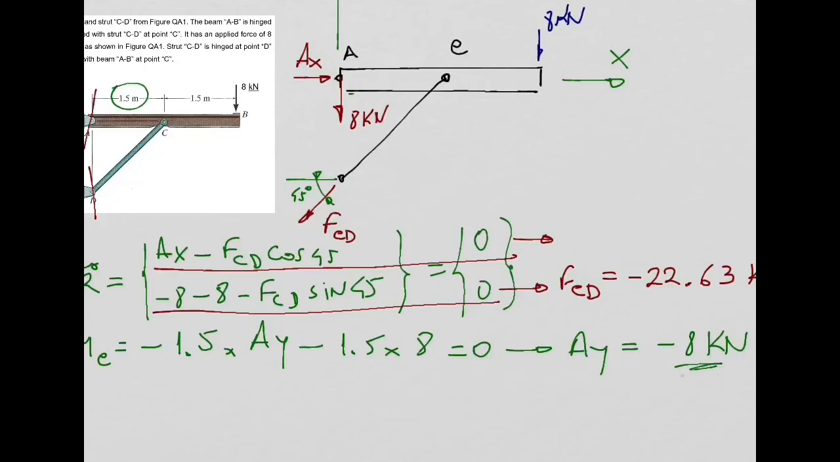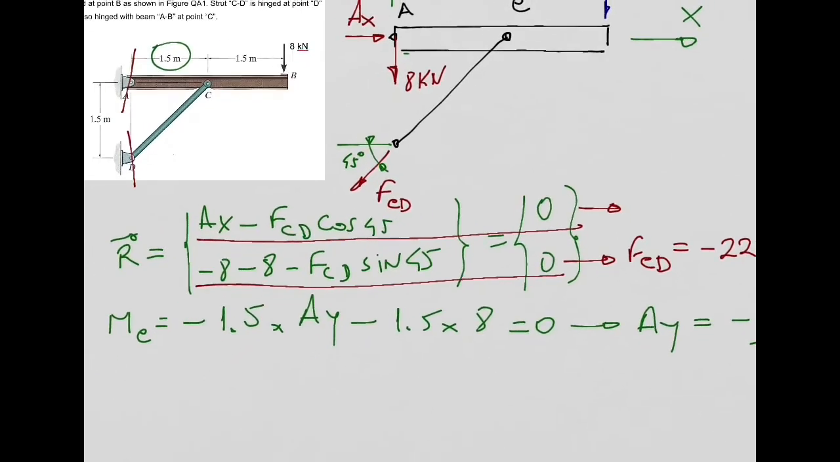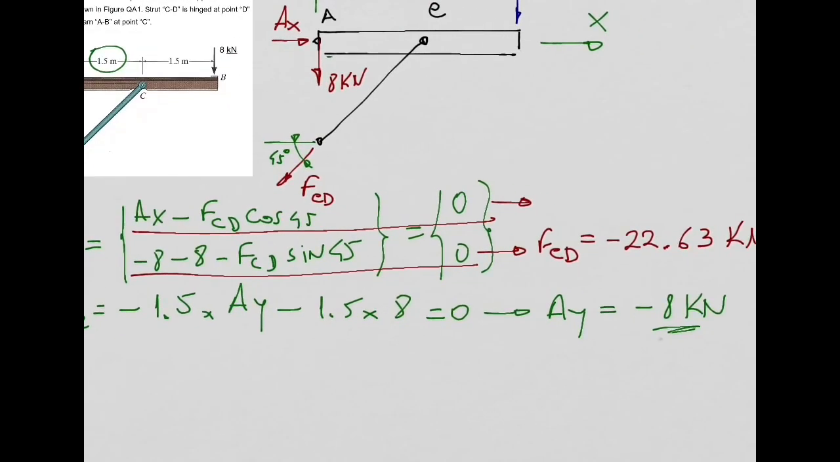Okay, so this means what? This means our force in the strut will need to have the opposite direction. But before that, if you now replace this FCD with minus 22.63, you will get the reaction AX. Can you please tell me? Minus 15.98. 15 point? 60. Is 60 exactly? 16 exactly, like this, right? Very good. So also negative.